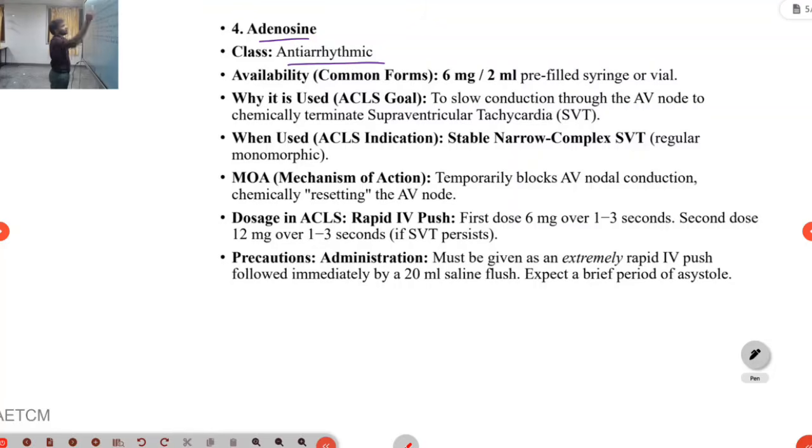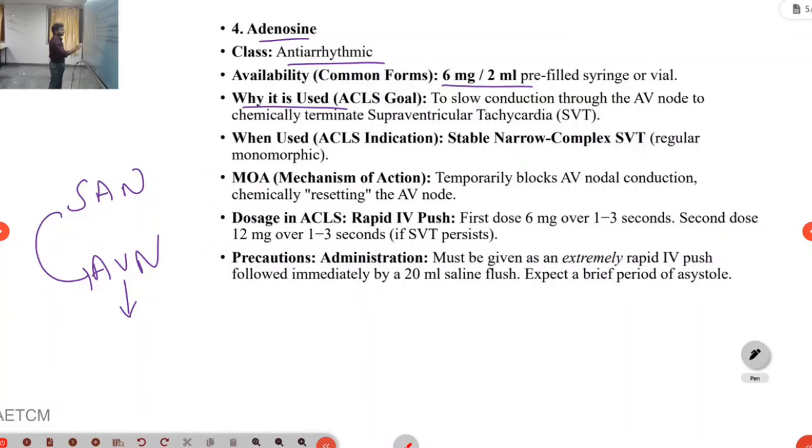Adenosine, it's an antiarrhythmic agent. Again, availability is 6 mg in a 2 ml pre-filled syringe or vial. So why is it used in the case of ACLS? The main usage of adenosine is that it slows down the conduction from the SA node to the AV node. We know already that the SA node is the natural pacemaker of the heart, where the impulse will be generated, then it will be traveling to the AV node.